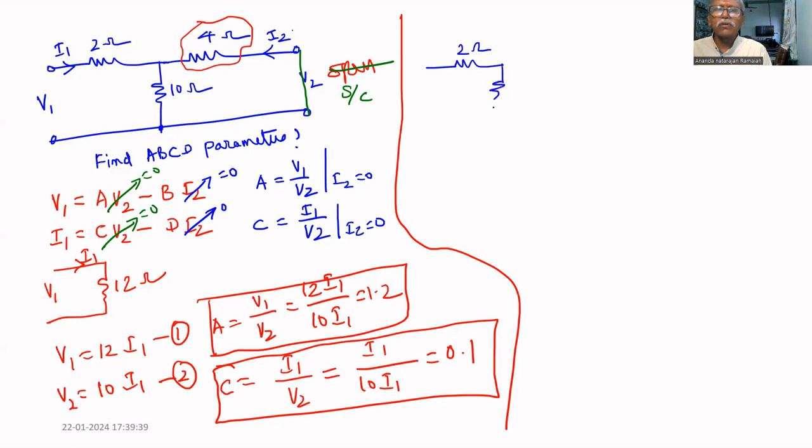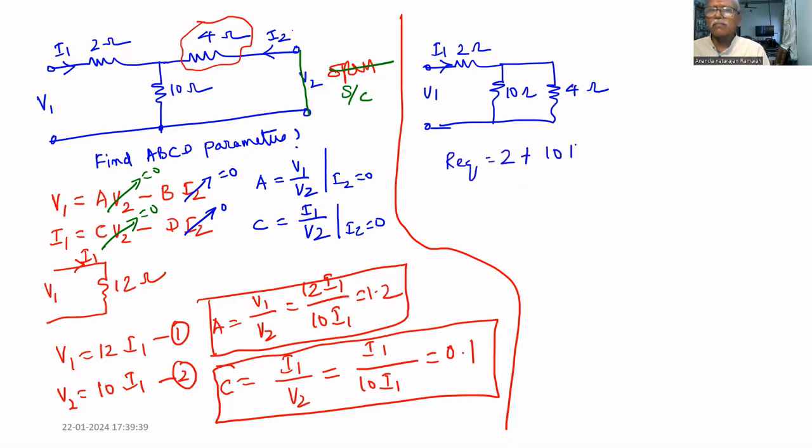This is the 2 ohm, this is 10 ohm, this is 4 ohm, this is V1, this is I1. So 10 ohm and 4 ohm are in parallel. Therefore, R equivalent equal to 2 plus 10 parallel with 4. 10 parallel with 4 is 2.86. 2 plus 2.86, that is equal to 4.86 ohm. Therefore, V1 equal to 4.86 I1.